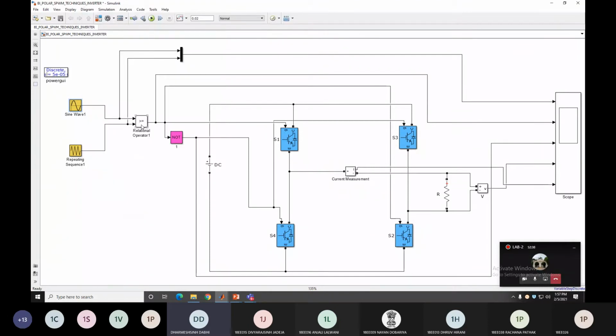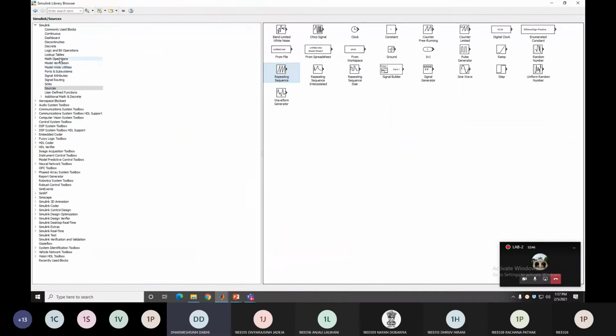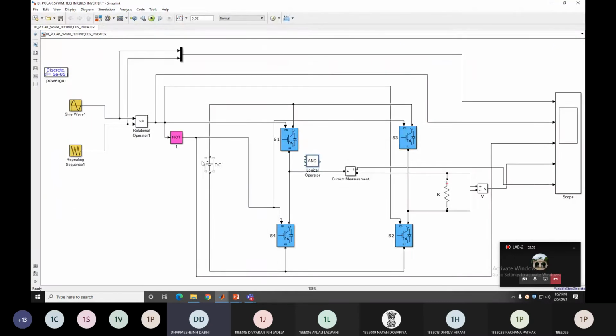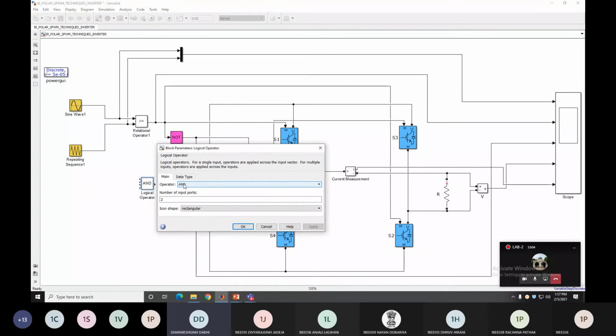Now it is compared by a logical operator, a relational operator. You can find the logical operator in the library browser under logical bit operator. You can get this logical operator AND. Right click, add this block, and you get the AND logical operator. It is given in bit, but you can select any logic operator. You can see OR, NAND, NOR are given. Here we require the NOT logical operator. Clear? But this is required for the gate pulse generator.